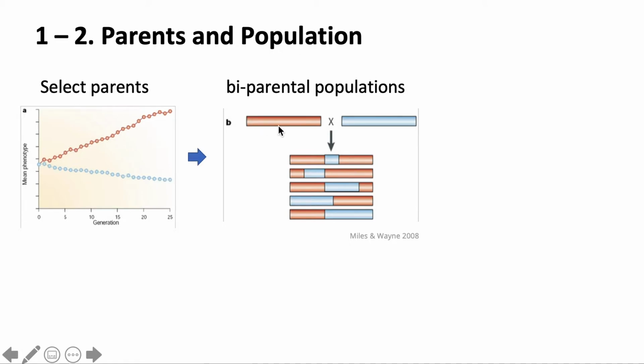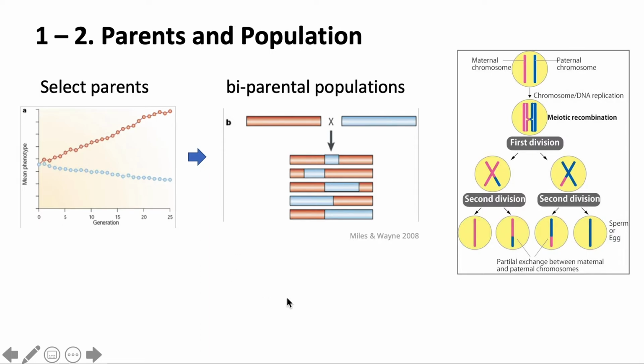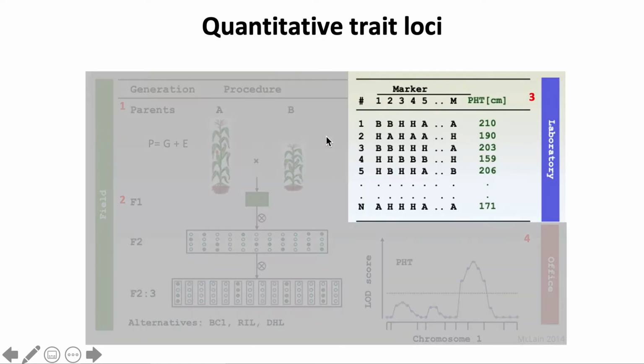So here we have parent 1 and parent 2. We have to cross those lines to generate the population. And remember that the variation we can see in the population is because of the recombination that occurs in meiosis between the parents we used to generate the population. Then we have to use molecular markers.